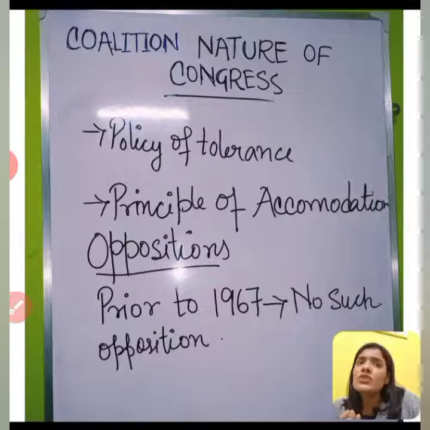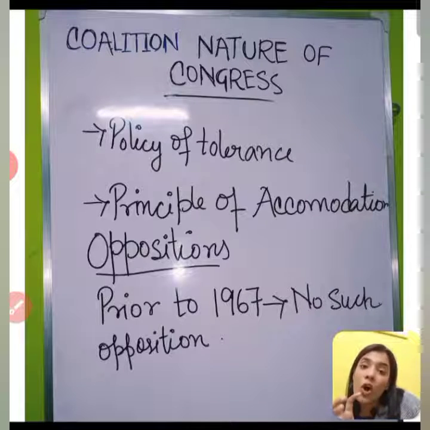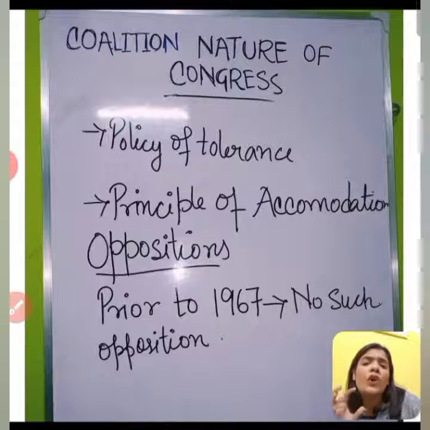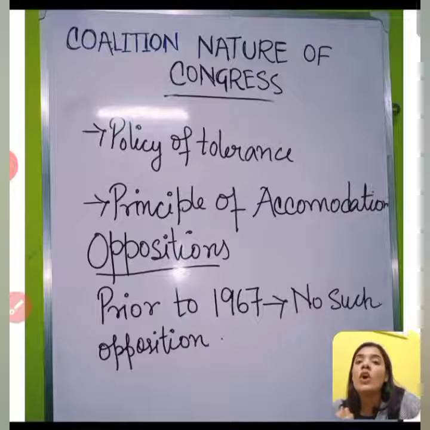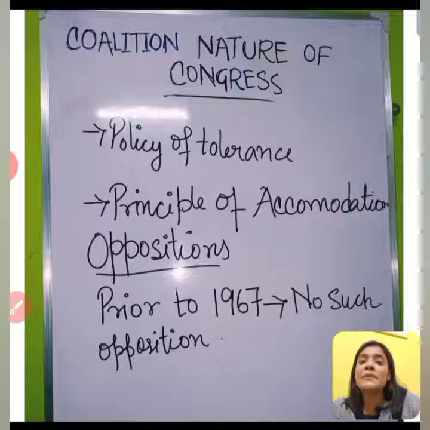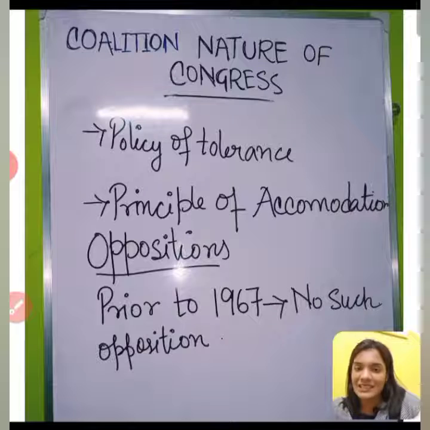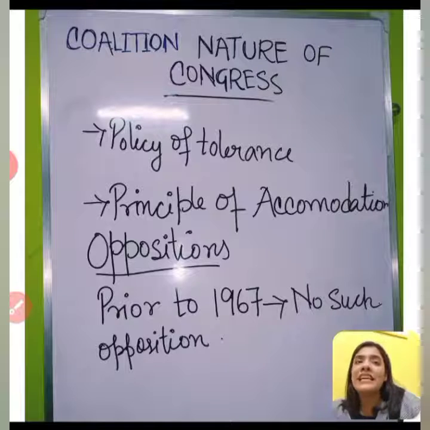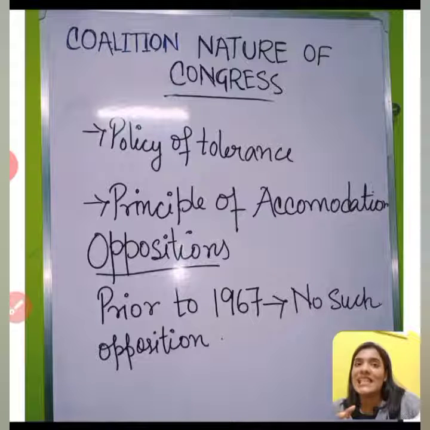So because of these two reasons, the Congress was able to hold on to its coalition for so long, because these ingredients were absolutely present in the Congress party. Next is its principle of tolerance. A party having a coalition nature has a greater tolerance. Whichever party has a coalition has a greater power of tolerance.